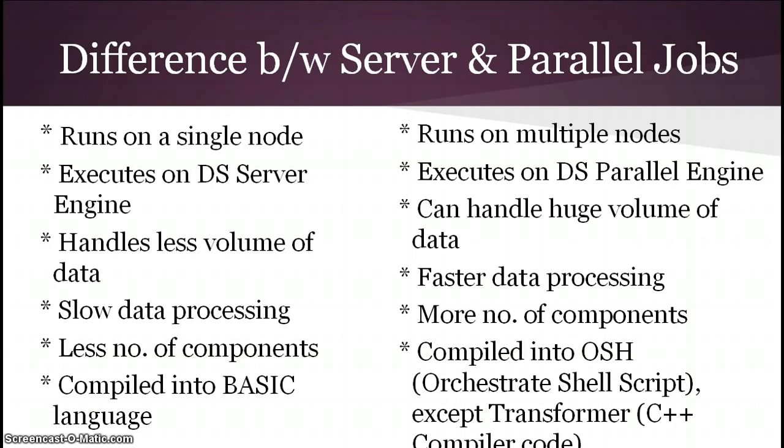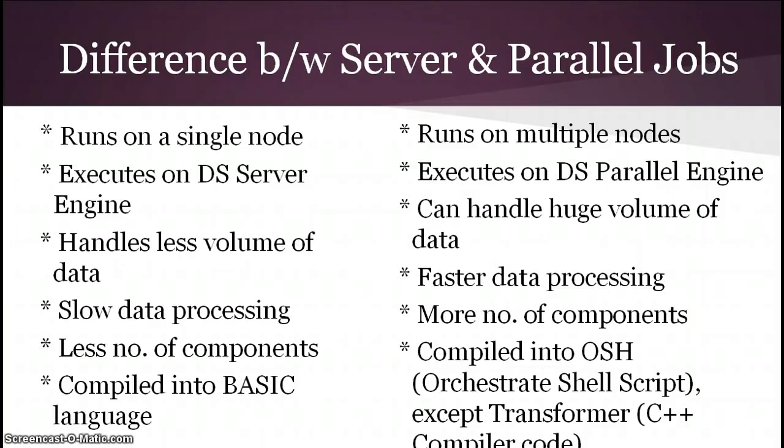Now that we know about server and parallel jobs, let's come to the differences. As I said, server jobs run on a single node, whereas parallel jobs run on multiple nodes. Server jobs execute on the data stage server engine, whereas parallel jobs execute on the data stage parallel engine. Because server runs on a single node, it handles less volume of data, but because parallel jobs run on multiple nodes, we can handle huge volumes of data. Single node means slow data processing obviously, and with multiple nodes or multiple resources we have faster data processing.